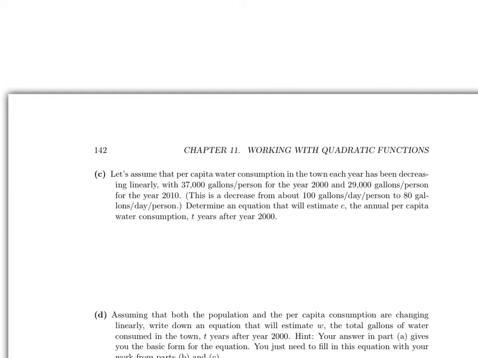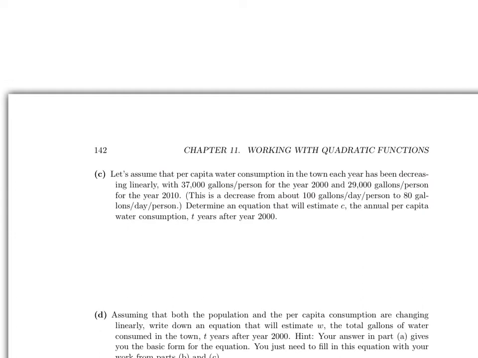If you did a unit conversion, you would see that this is a decrease of about 100 gallons per day per person down to about 80 gallons per day per person. Determine an equation that will estimate C, the annual per capita water consumption, T years after 2000. Okay, this problem is very, very similar to part B. So let's start this problem the same way we started part B.